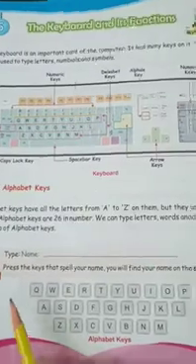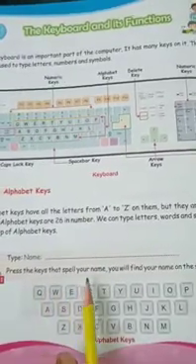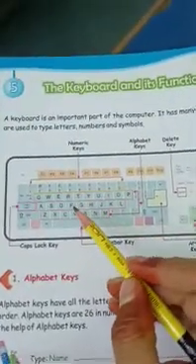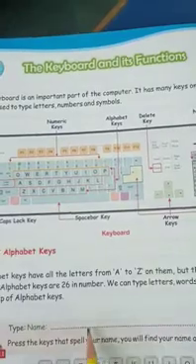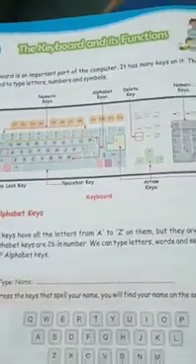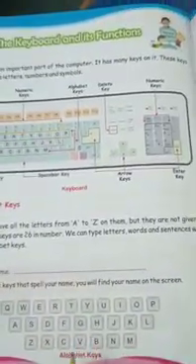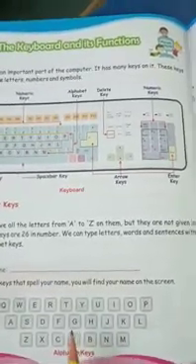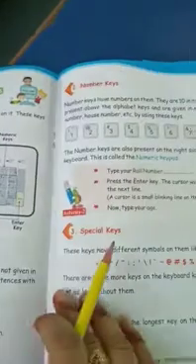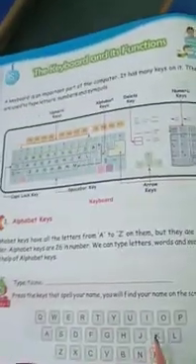Sentences. Okay children? So next, press the keys that spell your name. You will find your name on the screen. See what is the spelling of your name? If you type, they will show here, on the computer screen. See this one. These are nothing but the alphabet keys. We are having A to Z alphabet keys. They are 26 in number. Okay children? Understood? With the help of alphabet keys, what we can type? We can type letters, words, sentences.